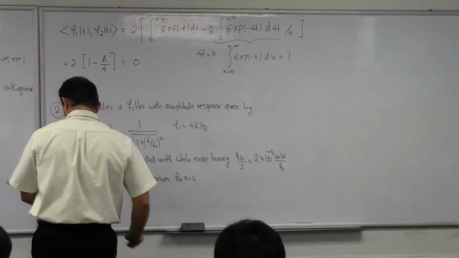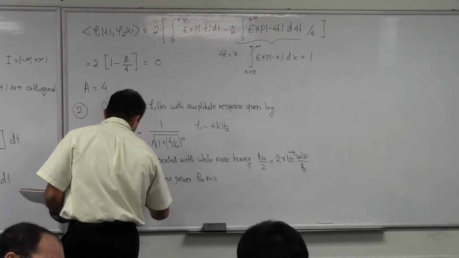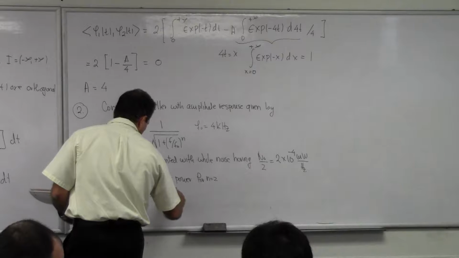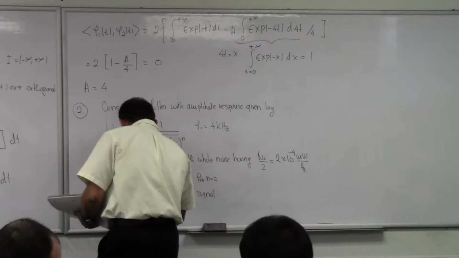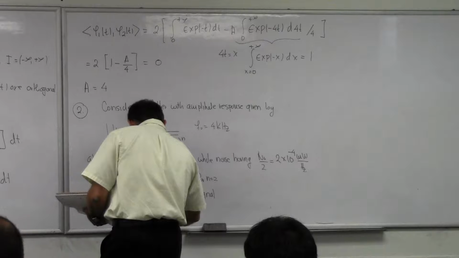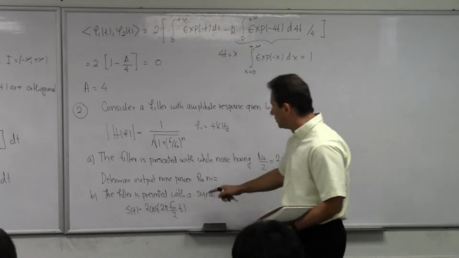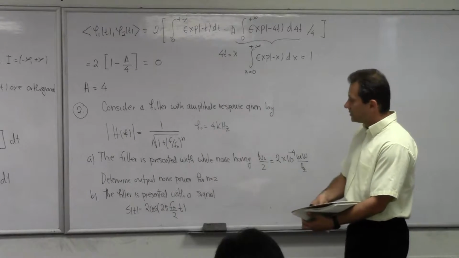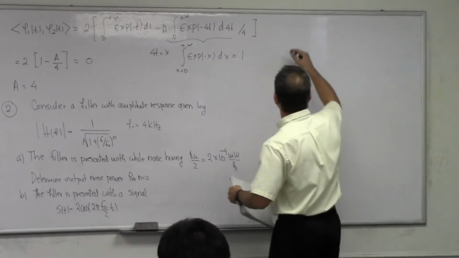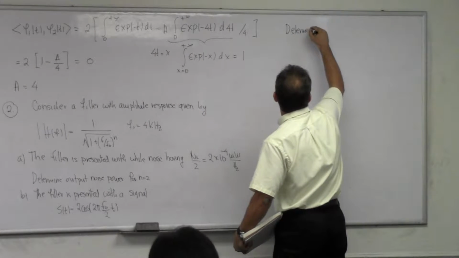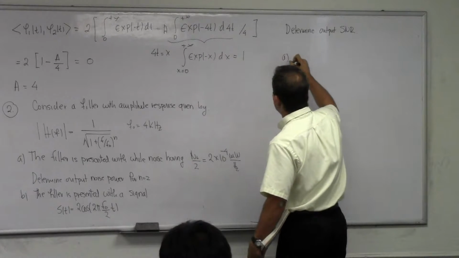Part B, let me just give you all parts and then we'll go through each one of them. The filter is presented with a signal s of t equal to 2 cosine 2 pi f0 over 2 t. So it is at 2 kilohertz, half of this frequency here. Determine the output signal to noise ratio. How do we solve part A?